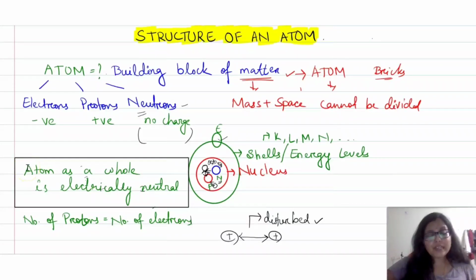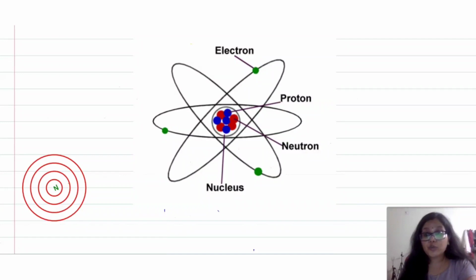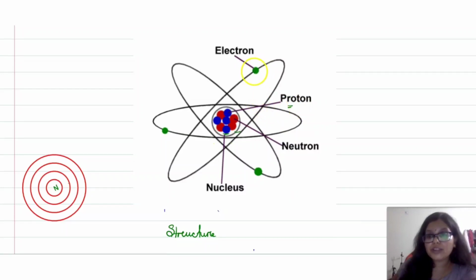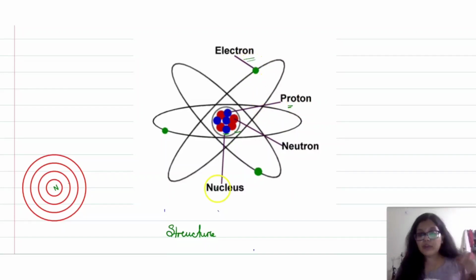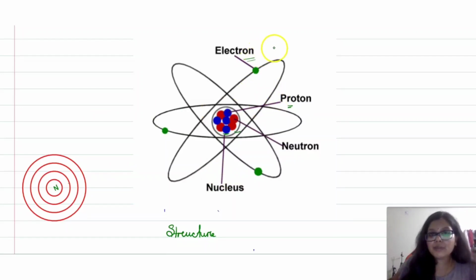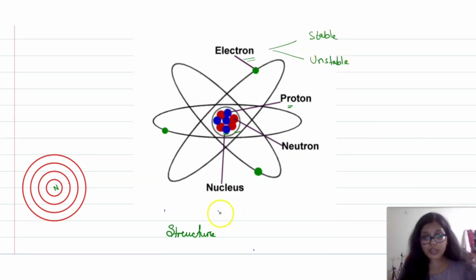So in order to have a clear picture, I want to show you a diagram related to this. This diagram is the structure of an atom. You have a nucleus, as you can see. Inside the nucleus there are neutrons and protons, and outside the nucleus in the shells we have electrons. One important thing about electrons is that they tell us whether a particular substance is stable or unstable. How does it do that?